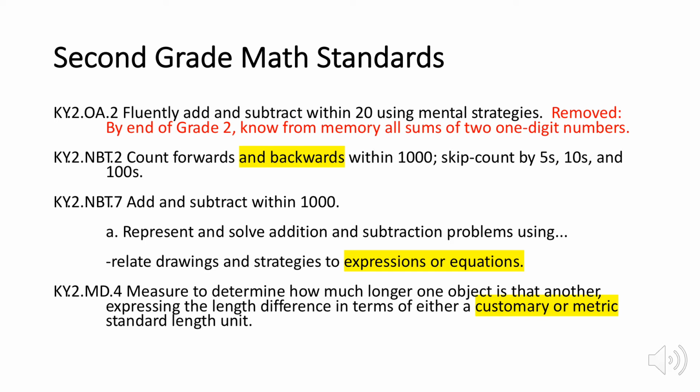The next update in the second grade standards is within the Number and Operations in Base 10 domain. NBT.2 not only requires the students to count forwards within 1,000, but to also count backwards. Please note that the addition of counting backwards to the standard is intended to increase the students' number sense and flexibility with subtraction.